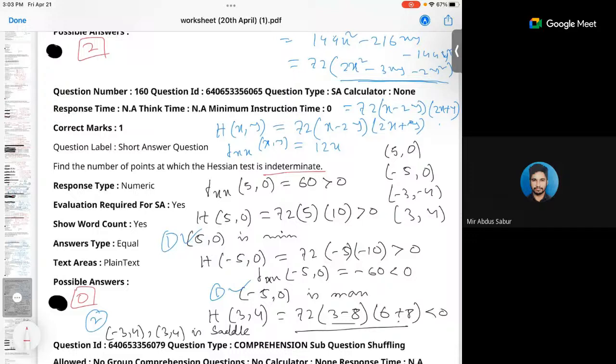All of you got it? Anyone has any doubt on this thing? Will we be given 3 cross 3 Hessian matrix type of questions? It will take some time, right? 3 cross 3 Hessian matrix type questions.